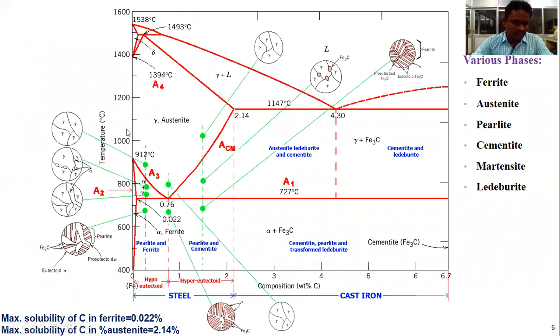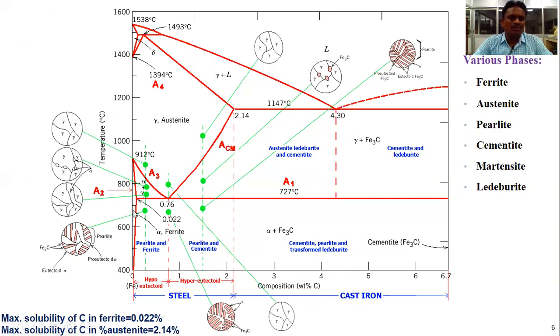The vertical axis represents the temperature and the horizontal axis represents the carbon percentage. If we move from the left hand side to the right hand side, the carbon percentage increases from 0 to 6.67% of carbon. In this diagram, we can see various phases. Those are ferrite, austenite, pearlite, cementite, martensite, and ledeburite. I would like to discuss two important phases.